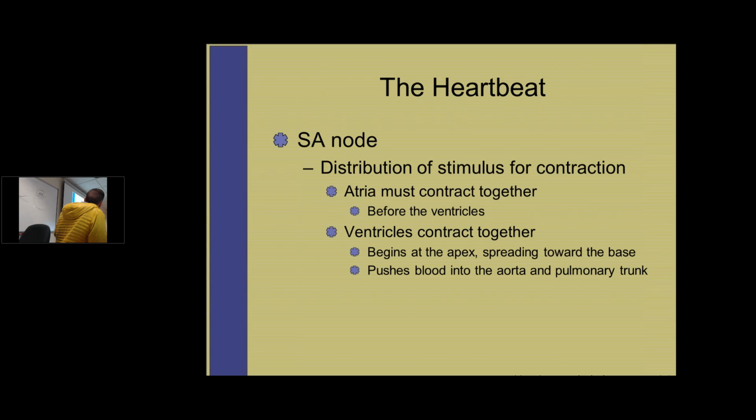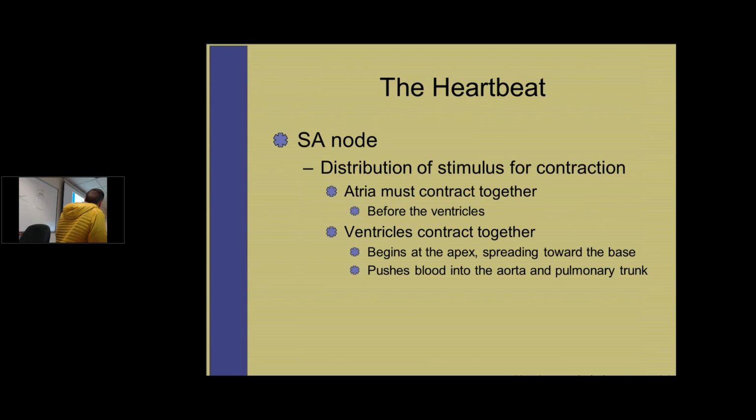So with the correct process for contraction, the atria needs to contract before the ventricles. Obviously that makes sense, right? Because they have to push blood into the ventricles. If they don't contract that way, then the ventricles are not pumping blood effectively.